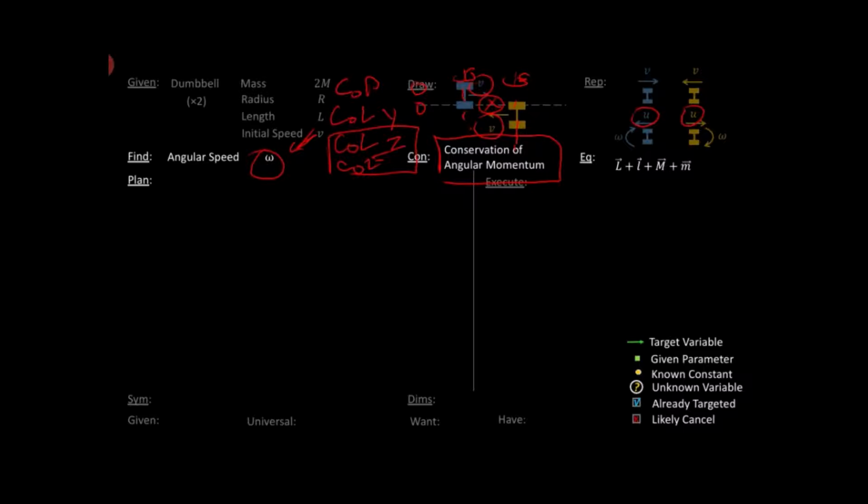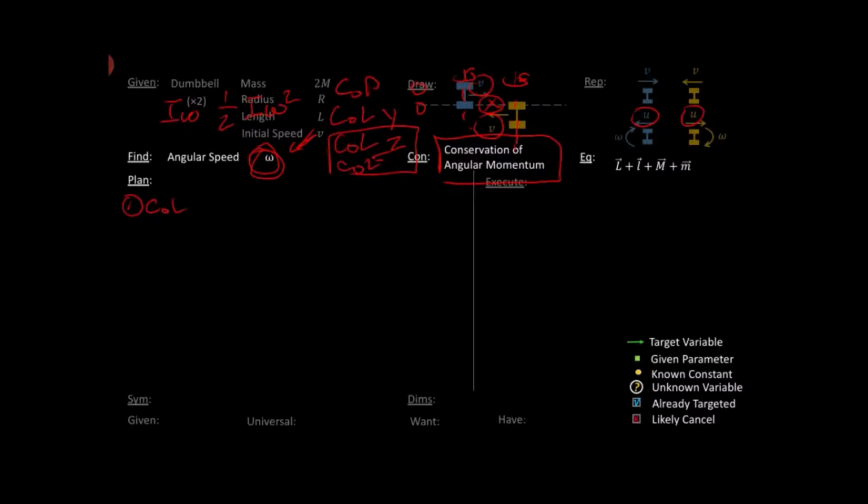Both of them have a term with omega in it, right? One of them has an I omega for the angular momentum, and one of them has a 1/2 I omega squared for the kinetic energy associated with that rolling motion. So let's start with the conservation of angular momentum. Let's see what's going on here.